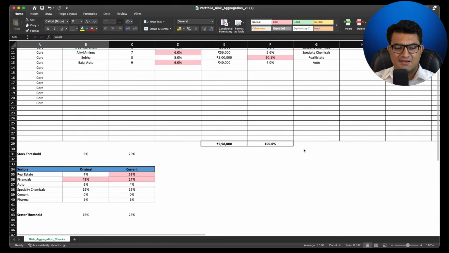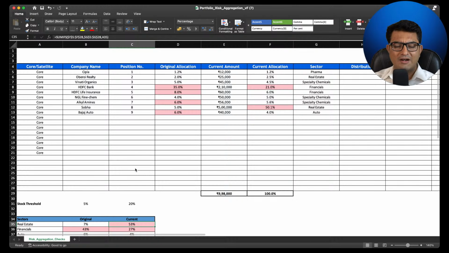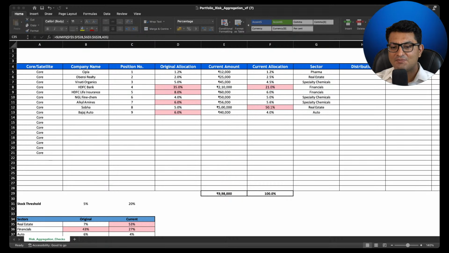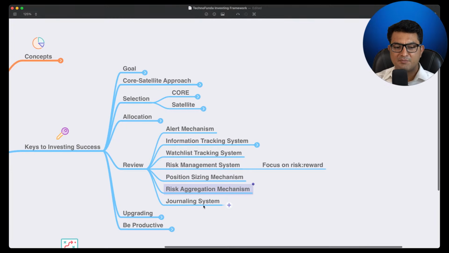And all these things are done with a simple Excel without much disturbance. And once every quarter, you just need to monitor it. You don't need to do it every day. Once in a quarter, you review it, and that is all it takes to streamline your process. Okay, so that is on the risk aggregation mechanism.